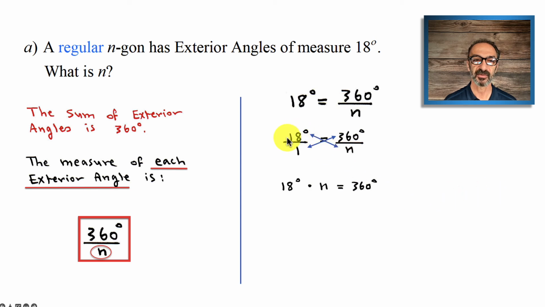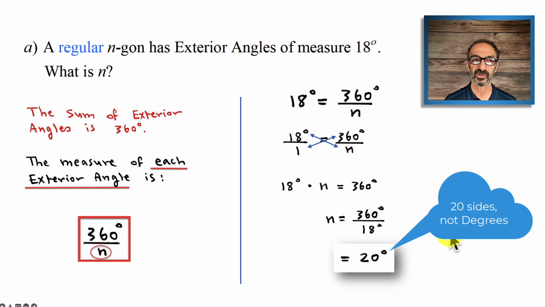We get n times 18, or 18 times n, equals 1 times 360. Divide both sides by 18. 360 divided by 18, and the answer is 20. So that is n. Typo right here, the degree should cancel. It's not 20 degrees, degree and degree cancel. It's n. The number of sides will be 20 sides. Let's move on to part B.